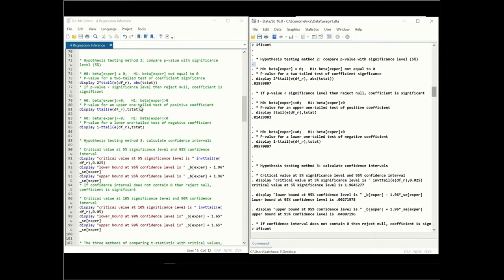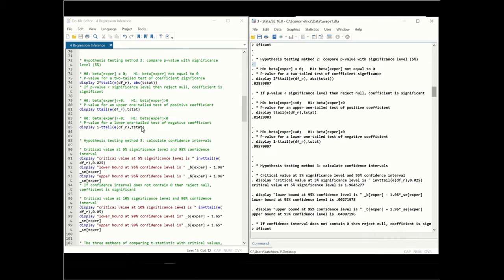We can also do an upper one-tailed test for a positive coefficient. Here we could have the beta of experience being positive as the alternative hypothesis and the opposite statement for the null. In this case, we would be displaying ttail, degrees of freedom, and the t-statistic. So this would be this number here. Because this is a p-value and it's less than 0.05, we find significant results. What does that mean? We tested whether the coefficient is positive, and we find that yes, it is positive.